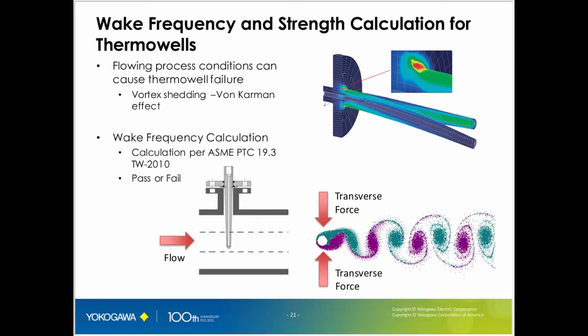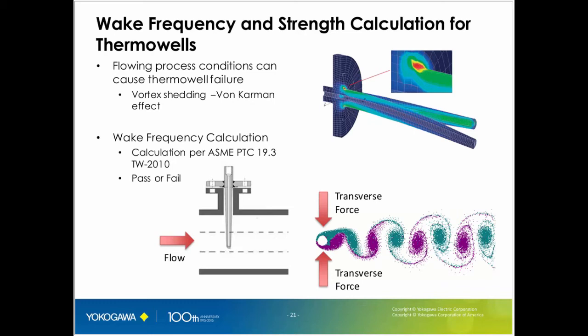So when measuring temperature in a pipe, a thermal well is typically installed perpendicular to the flow, and you can see in the picture on the bottom left what I'm talking about here. The flow is going through the pipe, and you've got that thermal well suspended in the pipe, so the thermal well stem is getting hit with that flow. That flowing process can cause thermal well failure.